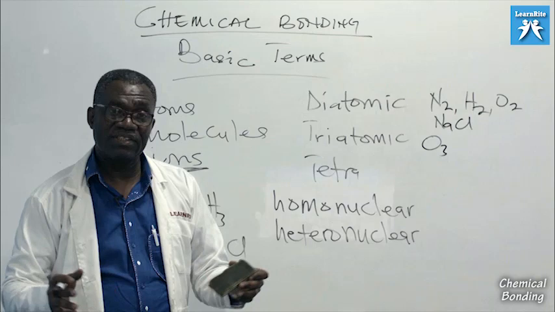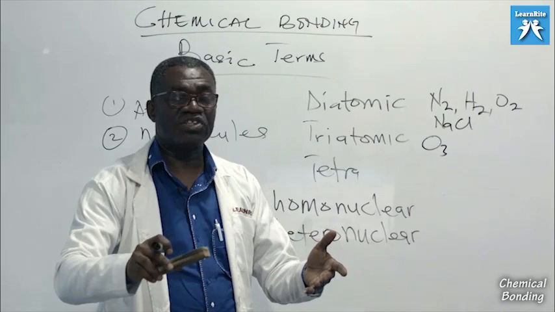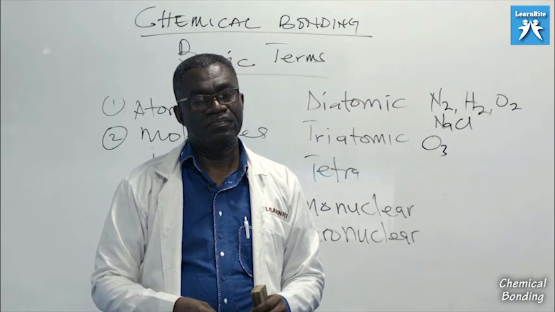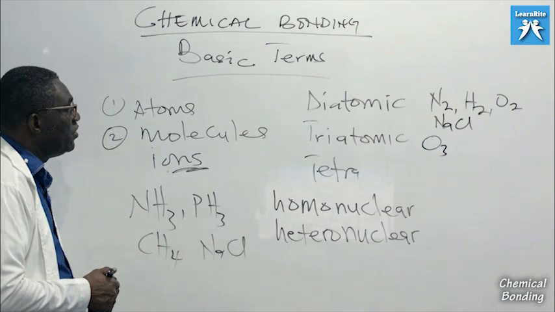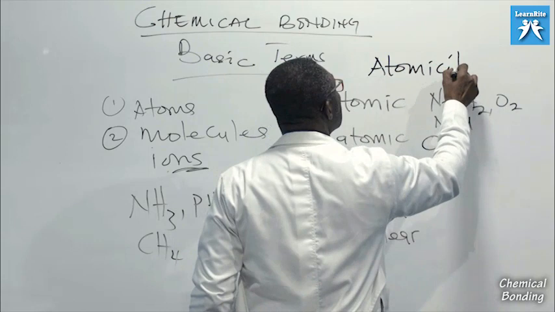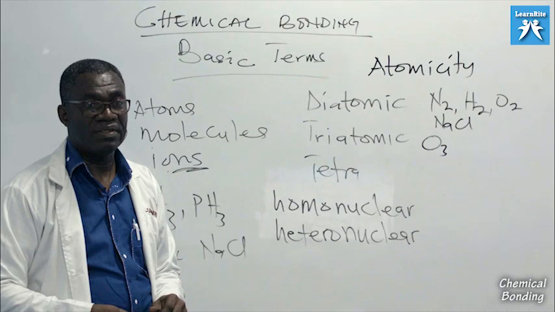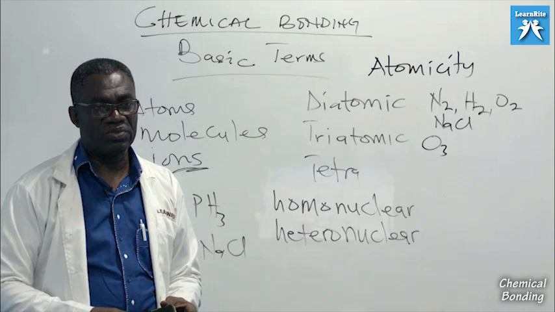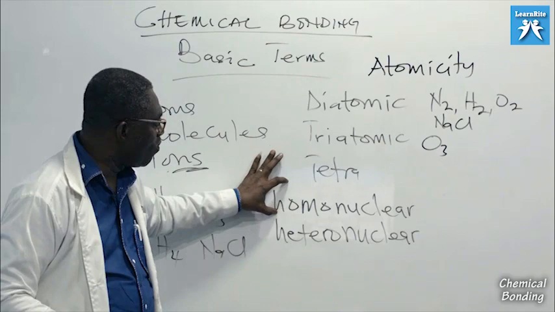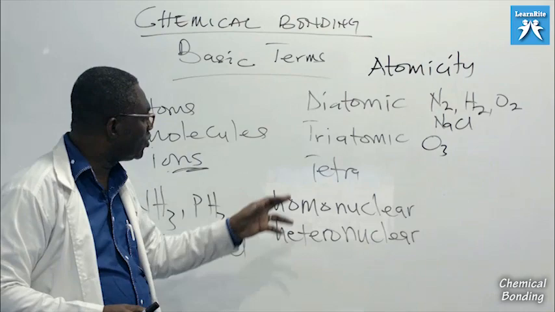So di, tri, tetra, penta are simply referring to the number of atoms that make up the molecule. It is similar to something we discussed in one of our former videos, which we call atomicity. Remember this word, atomicity: simply the total number of atoms that make up a molecule. So it will describe it as tri, tetra, and so on. The homo and the hetero describe the types of atoms. These ones describe the number of the atoms.